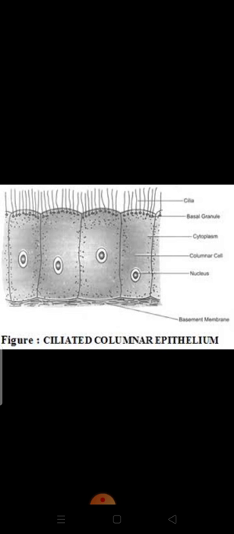Next is ciliated epithelium. This epithelium consists of cuboidal or columnar cells that bear cilia on their free surfaces. These cilia are actually fine, vibratile cytoplasmic outgrowths that arise from minute basal granules.